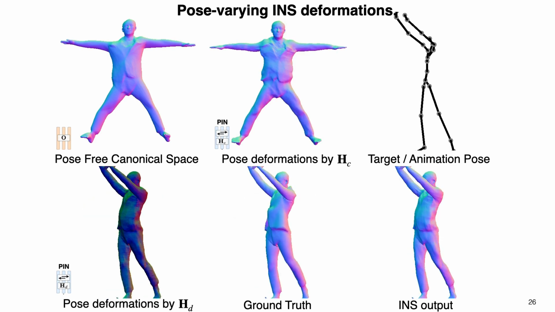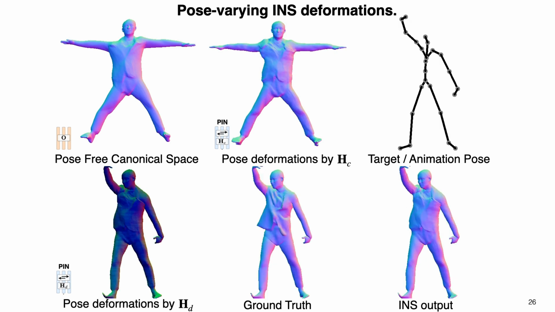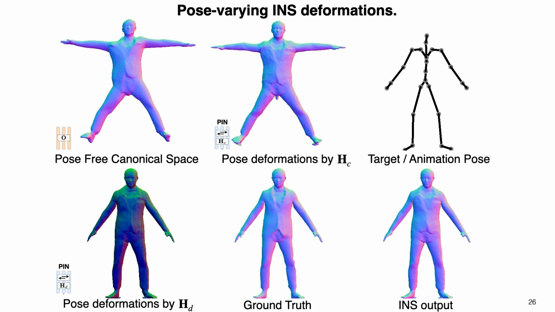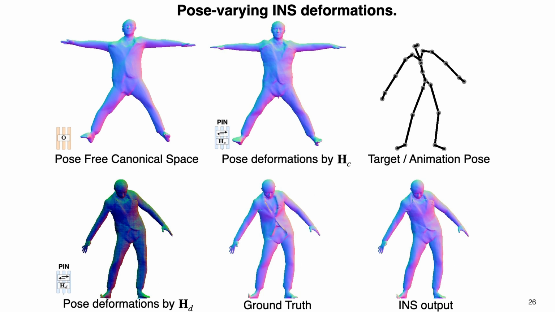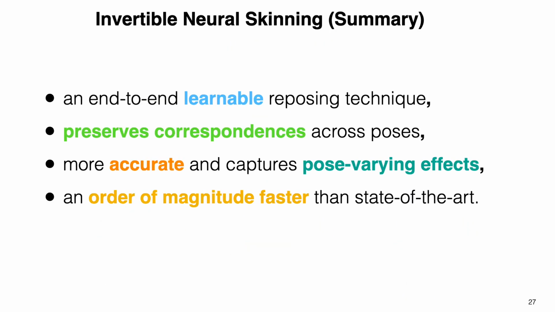In this visual, we demonstrate the pose-conditioned variations introduced by the invertible neural skinning module. In summary, we discussed invertible neural skinning, an end-to-end learnable reposing technique that preserves surface correspondences, is more accurate, captures pose-varying effects, and is also an order of magnitude faster than the state of the art.